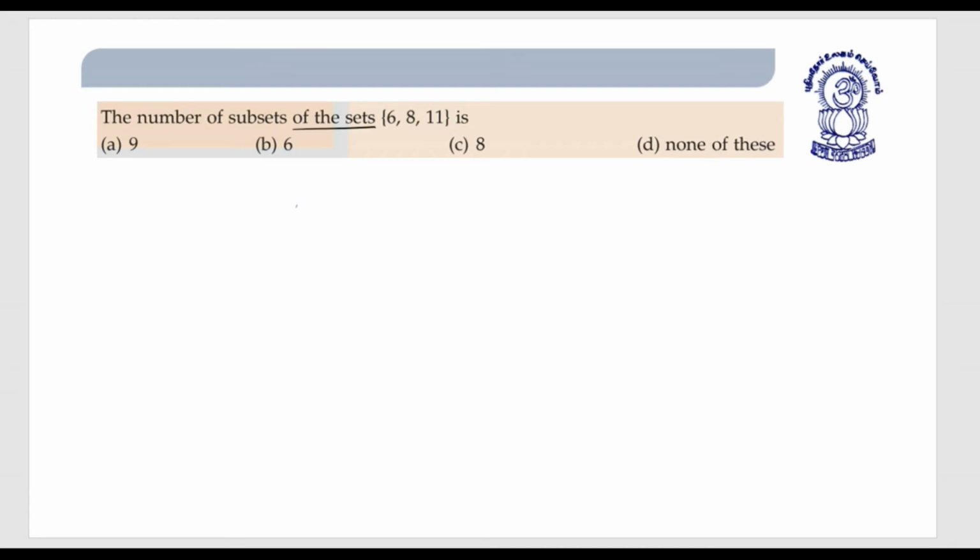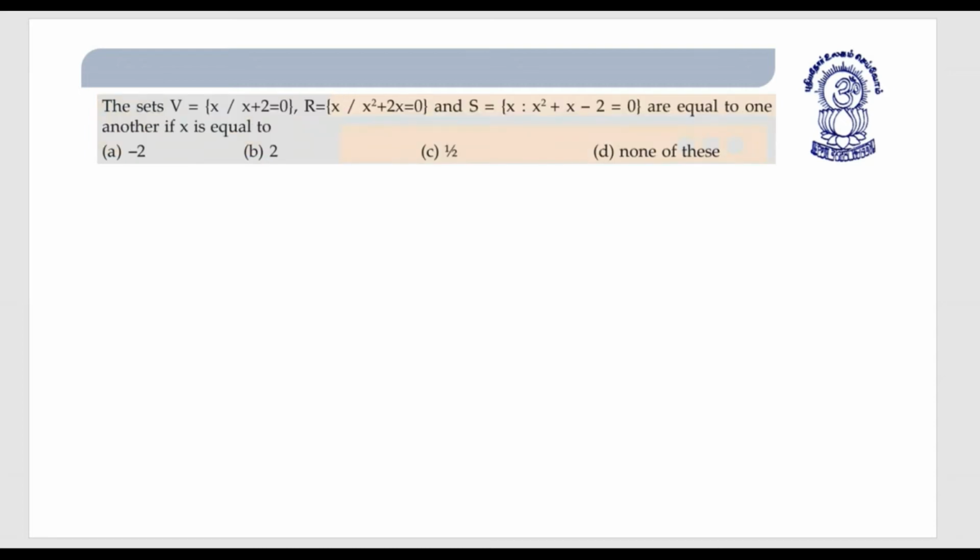The number of subsets of the set {6, 8, 11} is. Here total subsets is equal to 2 raised to n. So 2 cube, here n is 3, the elements 1, 2 and 3. So 2 cube is equal to 8. So option C is the right answer.